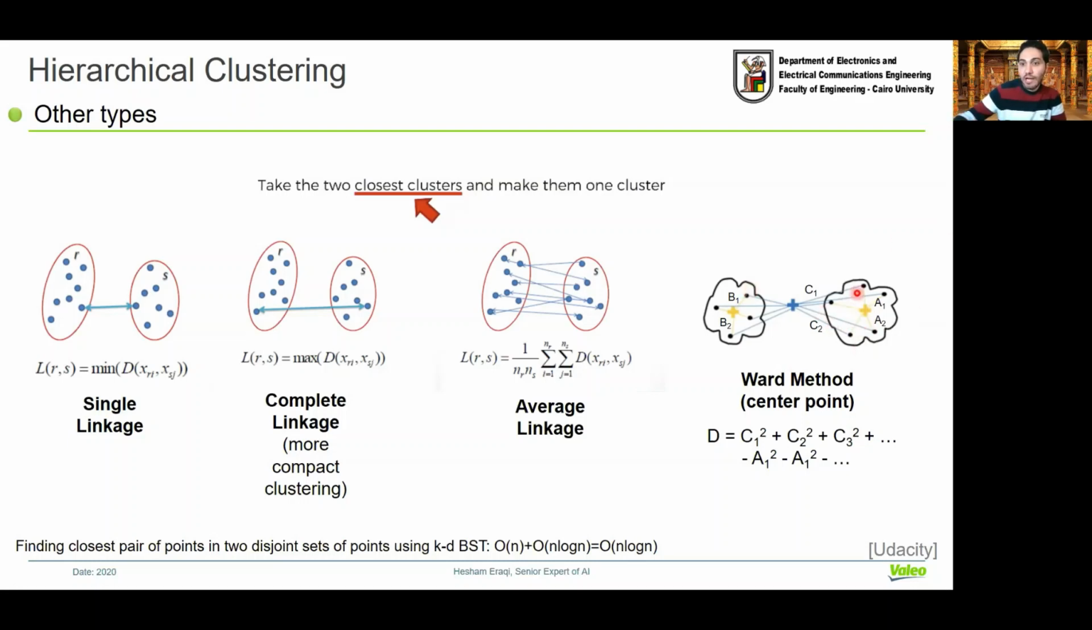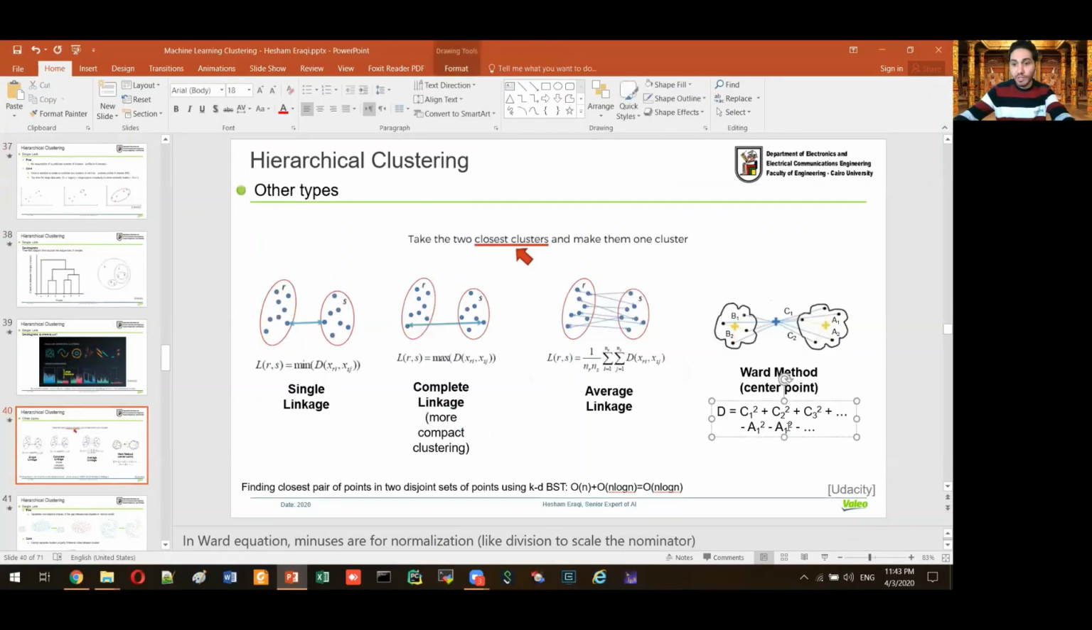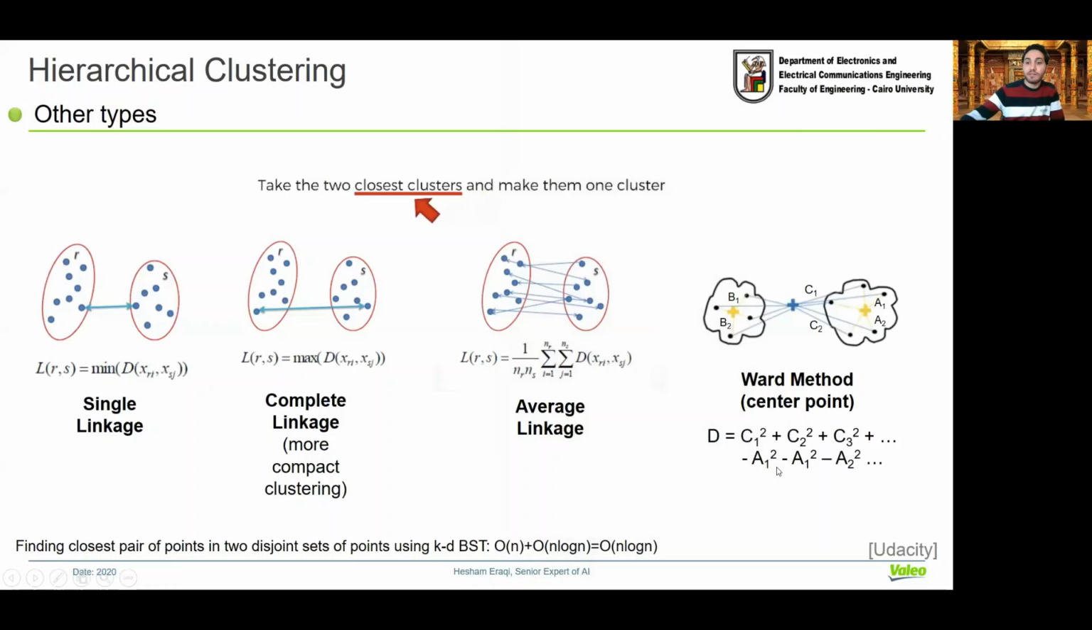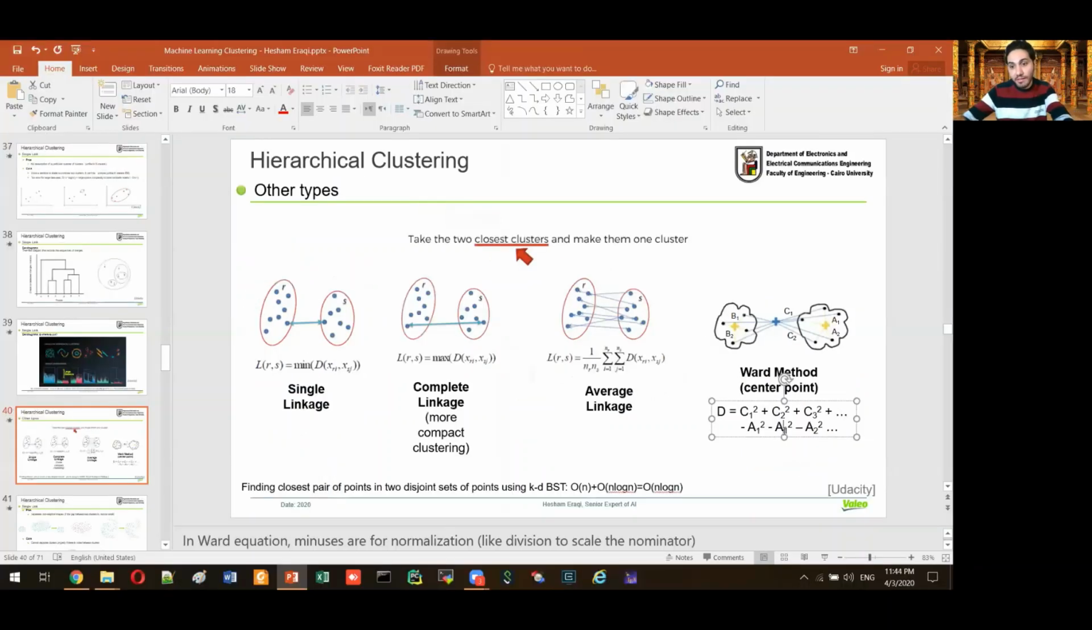For each cluster, you calculate the distance between each point in the cluster and the centroid of the cluster, which is A1, A2, A3, and so on. And you do the same for the second cluster. You get B1, B2, B3, and so on. And at the end, you subtract A1 squared, minus A2 squared, minus B1 squared, minus B2 squared, and so on. Sorry, the equation had some mistake and I corrected it.